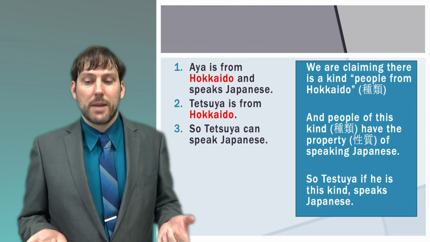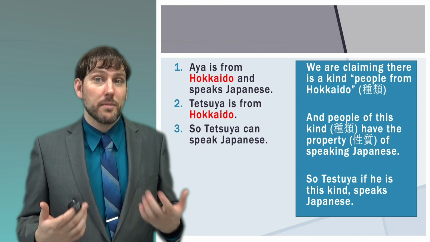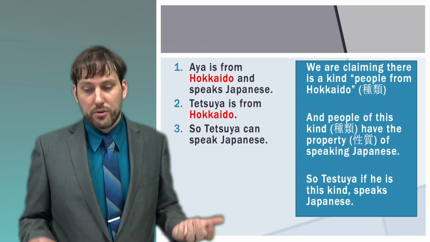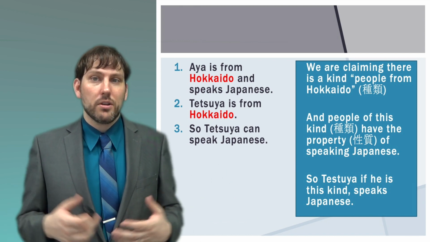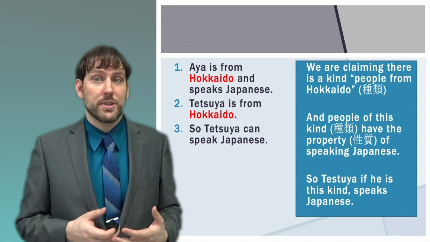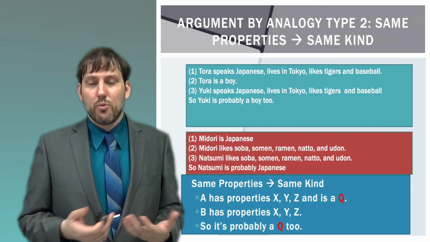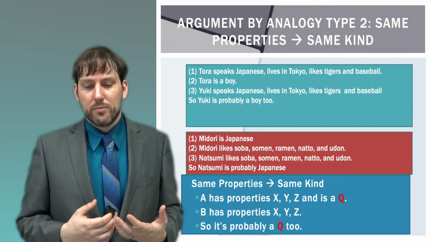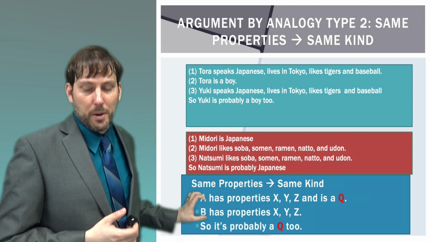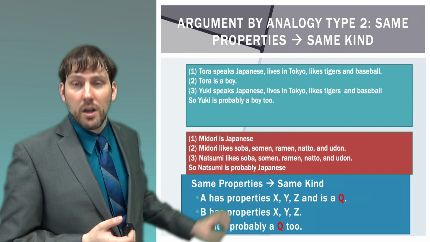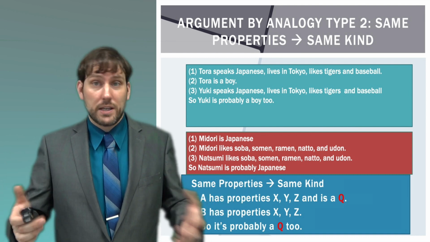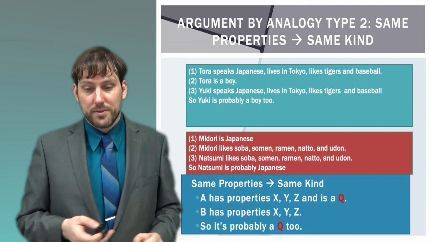So here we're making a claim that there is a kind of people, that the kind of people that we're talking about is people from Hokkaido, and that these people who are from Hokkaido share a property. They share the ability to speak Japanese. So then if Tetsuya is a member of this kind, we would say Tetsuya can also speak Japanese. We can look at this in a slightly different way, is we are going from things that have the same property to the same kind. We say that A has properties X, Y, Z, and is a Q. And we say that B has properties X, Y, and Z, and therefore is also a Q.